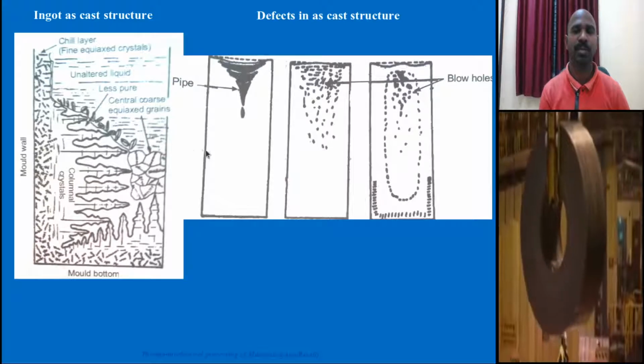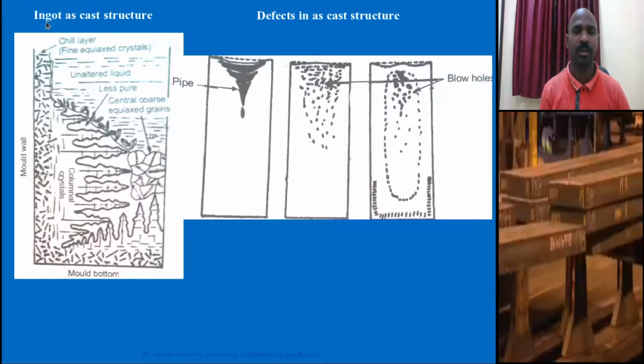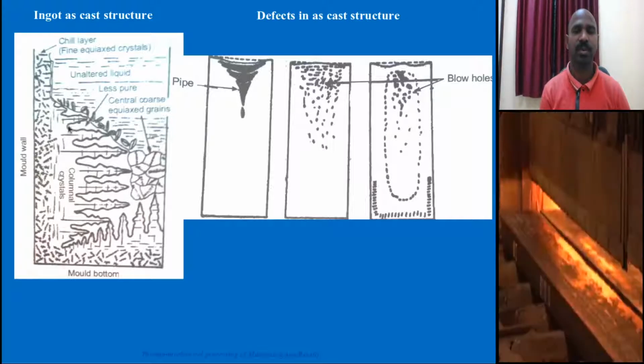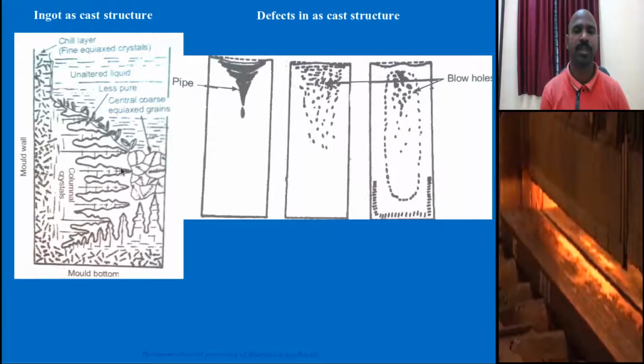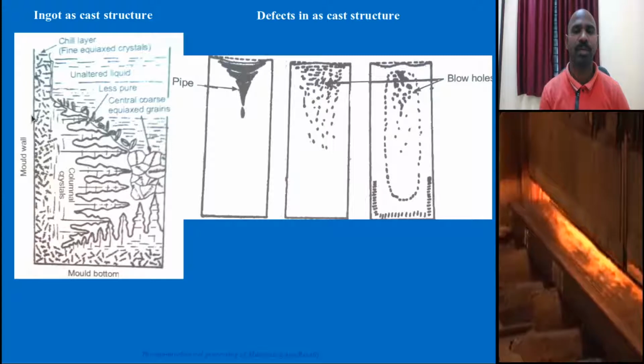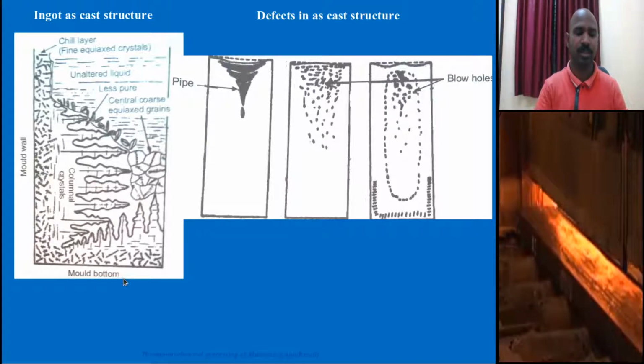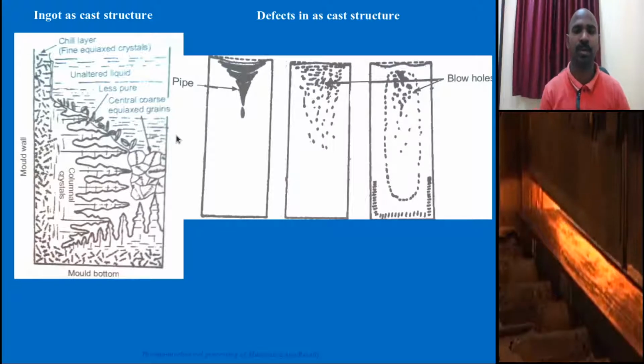And the output which you are getting, the product, is the as-cast structure, which we call an ingot. After ingot casting we get an ingot. So the ingot has an as-cast structure. This is the microstructure observed in the microscope. This is the mold wall, this surface. This particular part is the mold bottom and top, the other side.